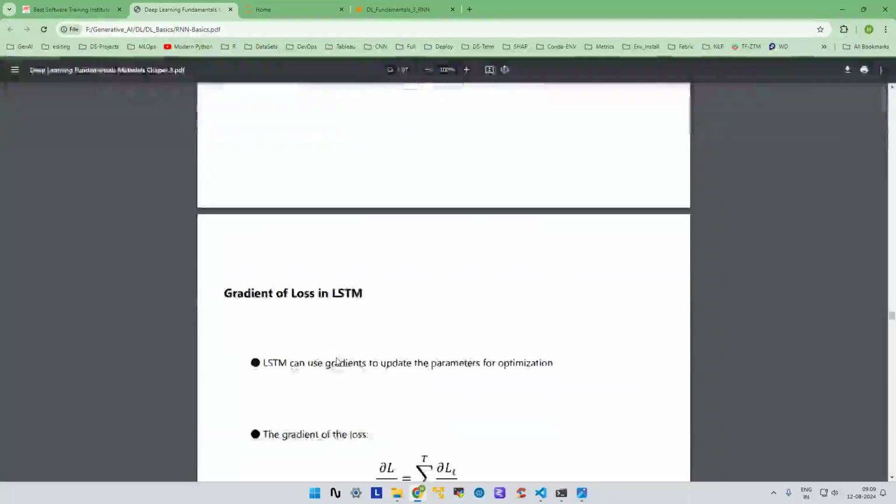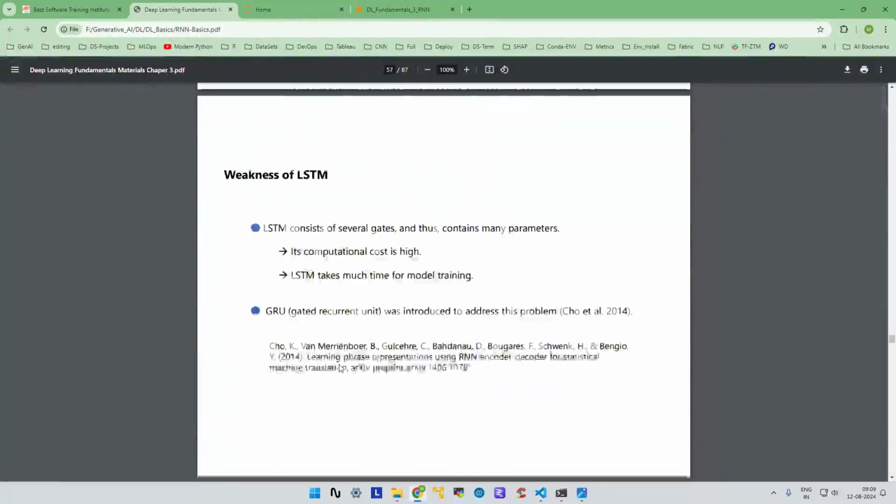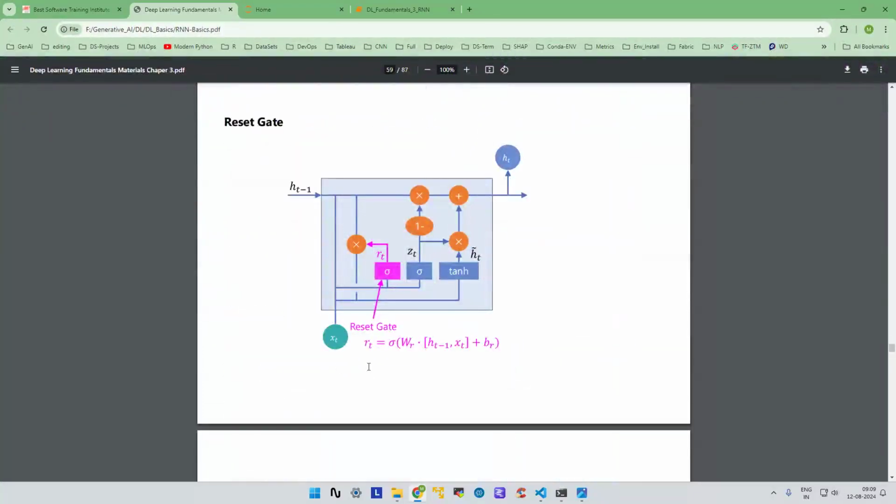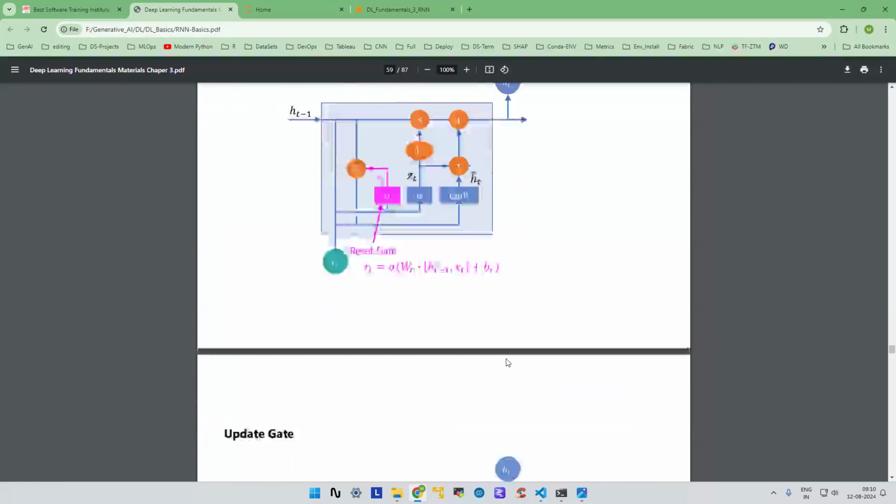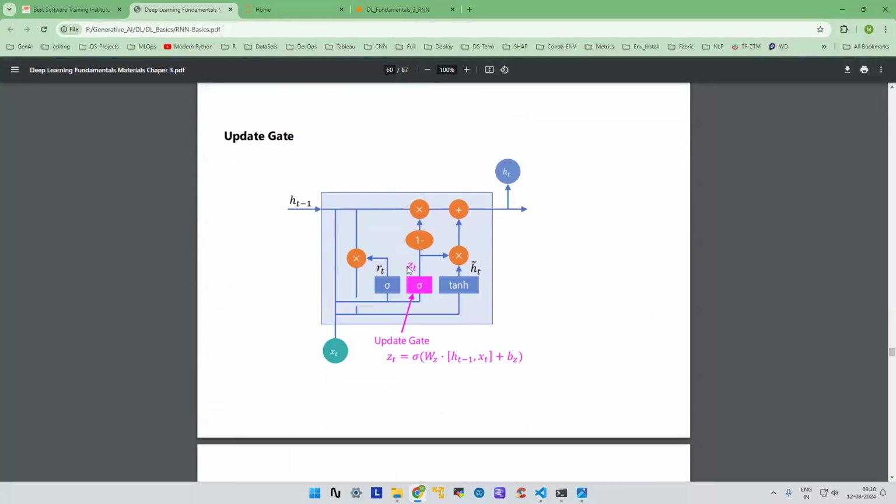That is the peephole architecture. When it comes to GRU, there are only two gates. One is the reset gate, again a sigmoid activation function, WR into HT minus 1 plus WR into XT plus BR, where WR means for the reset gate. The same way we have the update gate, which is represented with ZT. It's a sigmoid activation function of WZ into HT minus 1 plus WZ into XT plus BZ. It is represented with Z; there would have been some reason why it's not represented with U.